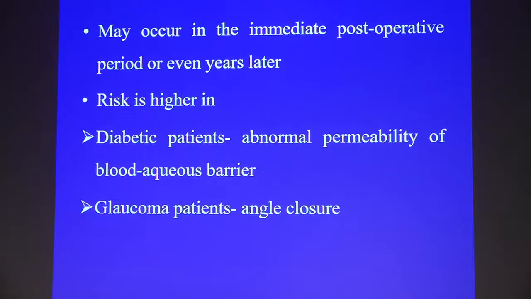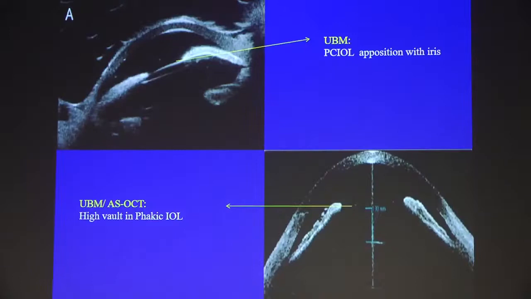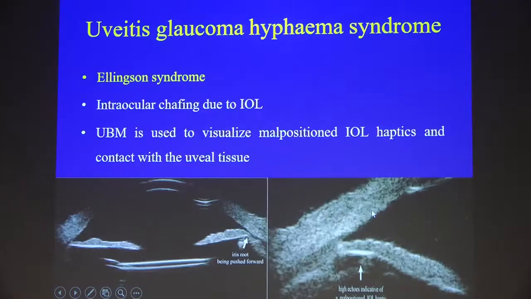It may occur in the immediate post-operative period or even years later. The risk is higher in diabetic patients and in glaucoma patients who already have angle closure. In the UBM, the pseudophakic IOL apposition with the iris is easily visible. And again, UBM or ASOCT would show you the high vault in a phakic IOL. Uveitis-glaucoma-hyphaema syndrome, or Ellingson syndrome, is intraocular chafing due to the IOL. UBM is used to visualize the malposition of the IOL haptics and contact with the uveal tissue, as you see here, and you can see it here also clearly.